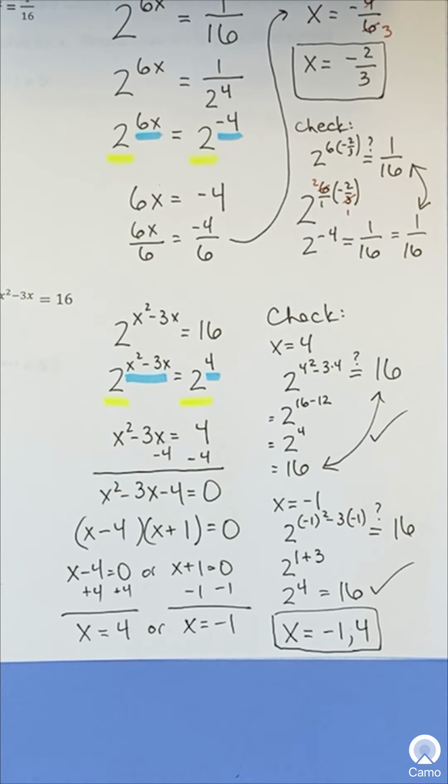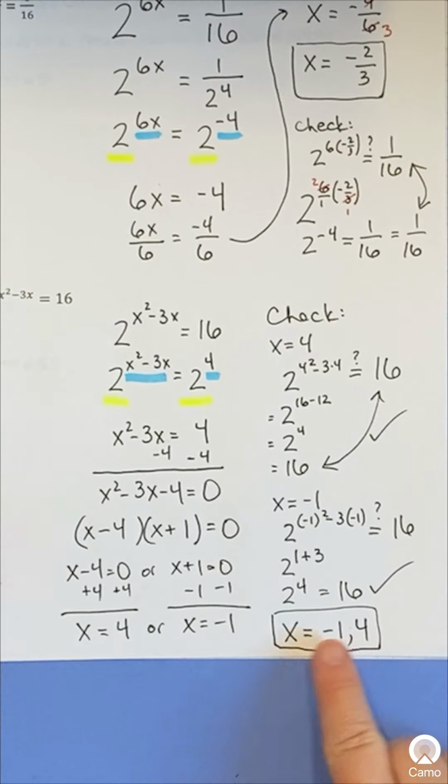And I know it sounds funny in English, but in math you'd say you like hot fudge sundaes or bacon. So to mean that you don't necessarily want to have them together, but you could. So this is an or. X is either -1 or it's 4.